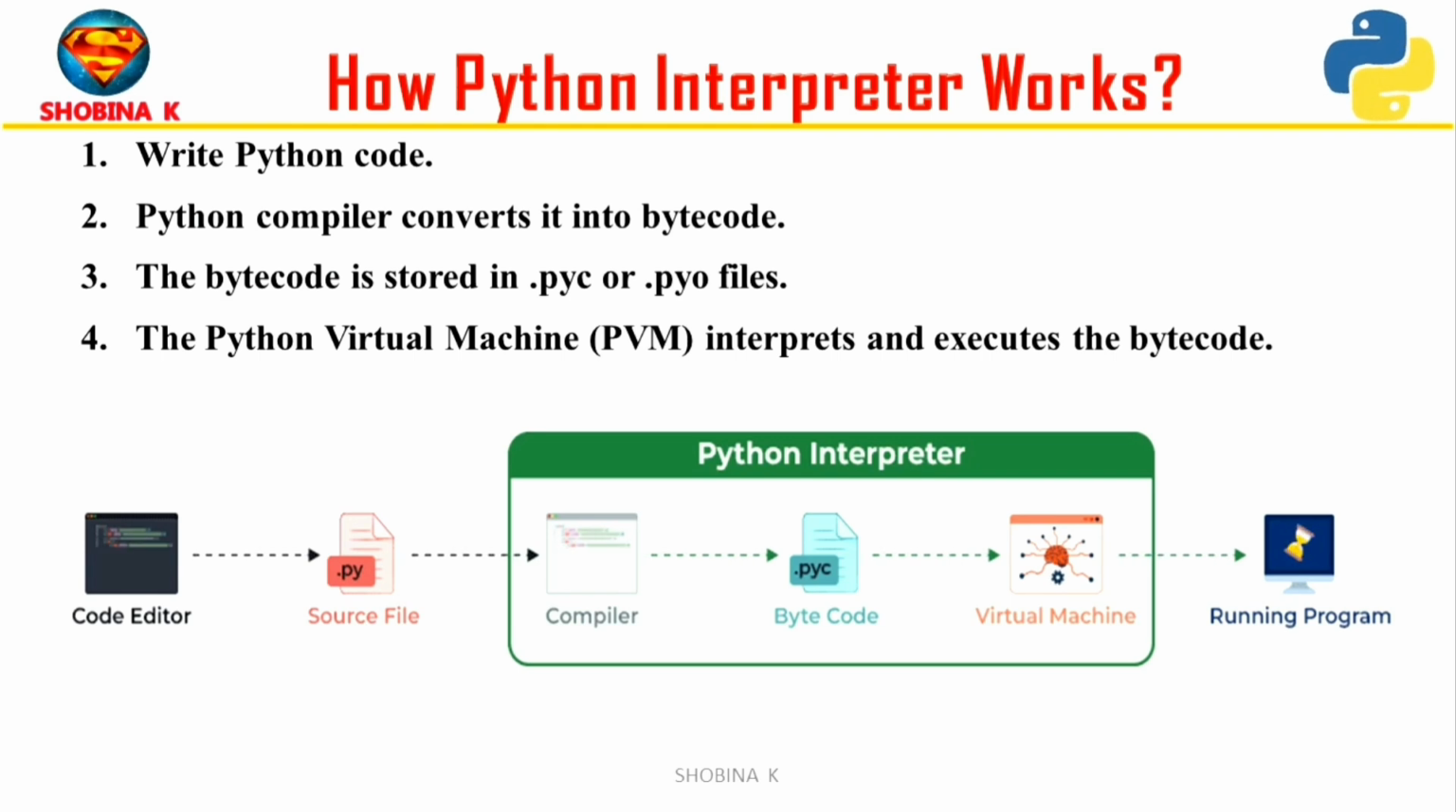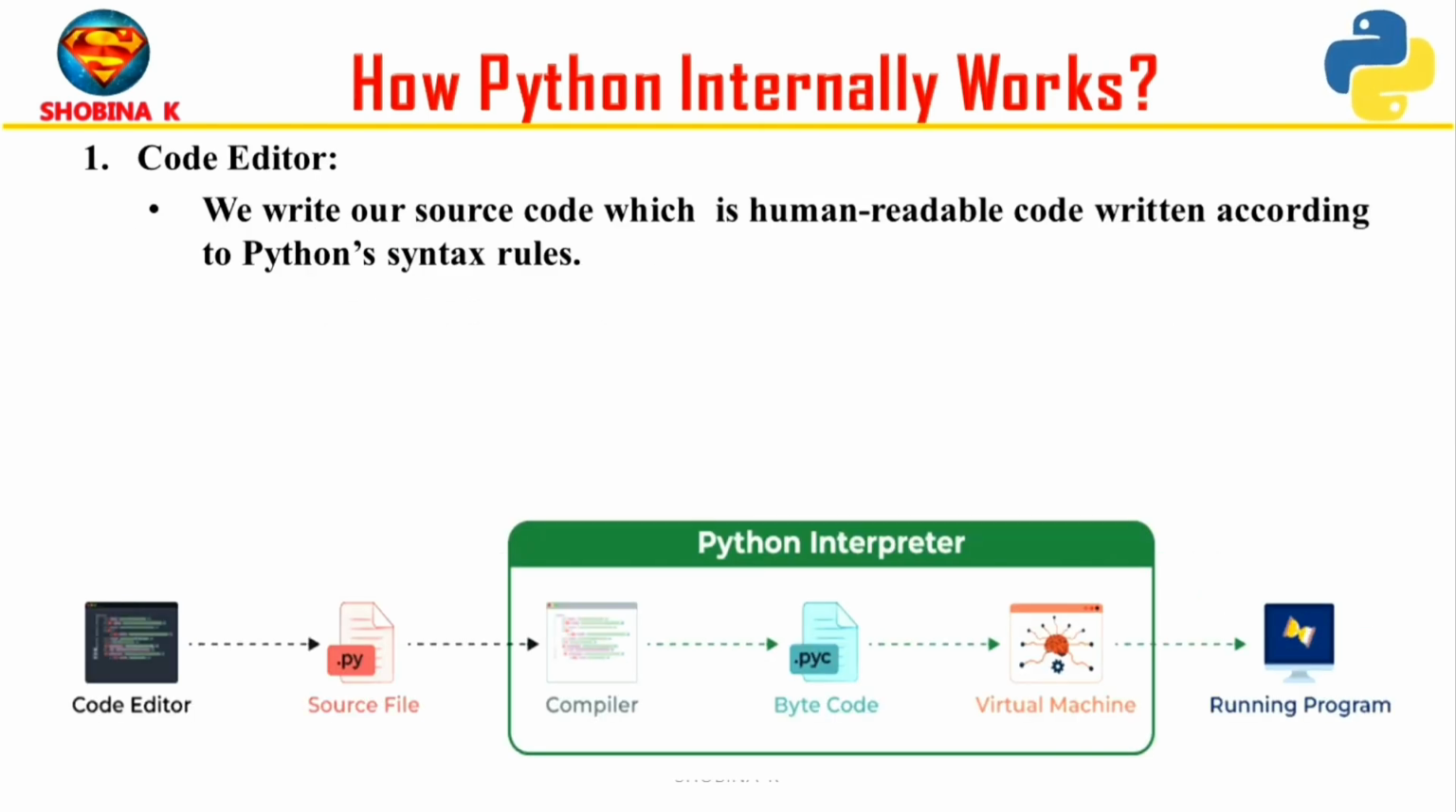So the process goes like this: write Python code, the Python compiler converts it into bytecode. The bytecode is stored in .pyc or .pyo files. The Python virtual machine interprets and executes the bytecode. Now let's see the steps involved in the process of writing, compiling and executing the Python code.